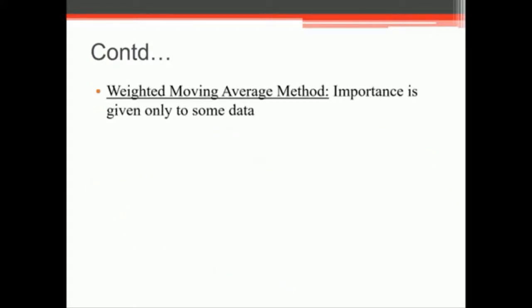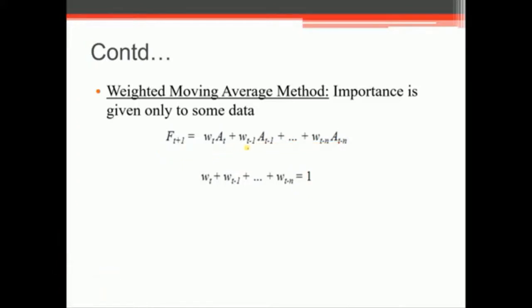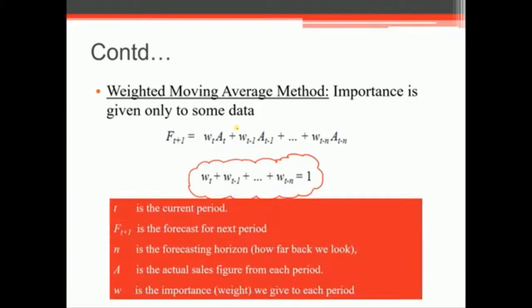Then we have the weighted moving average method. Here, importance is given only to some data. This is the formula: Ft+1 equals Wt multiplied by At plus Wt-1 into At-1, and so on. As the data becomes old, the weight is also reduced. These are the weight fractions whose summation is 1. So how to solve the problem?